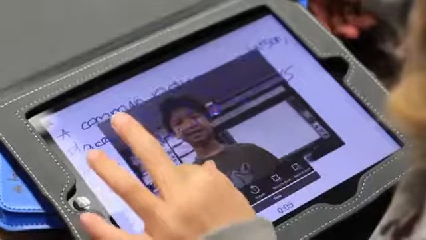I call it the iPad whoosh. When you put an iPad in front of a student, it just goes silent immediately. They're engaged, they're learning, they're explaining what they've learned. It's a very exciting tool for the kids to use.